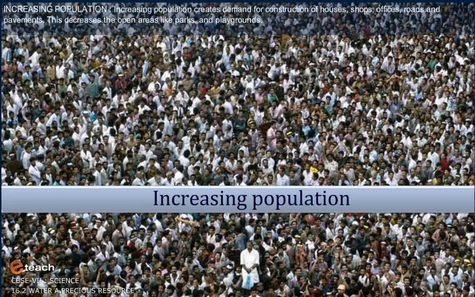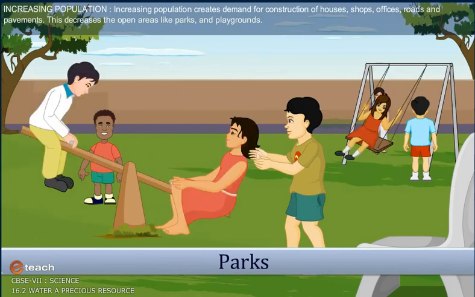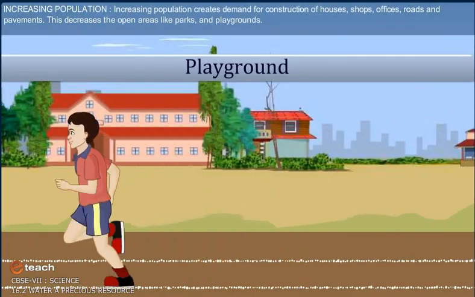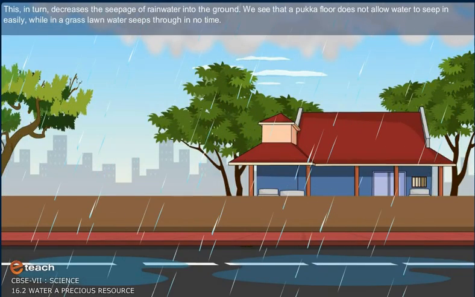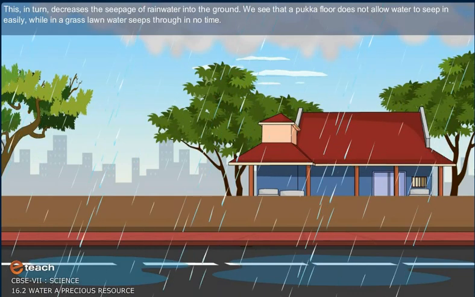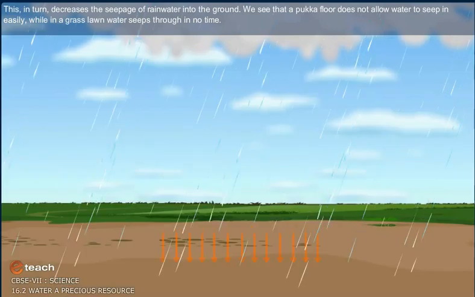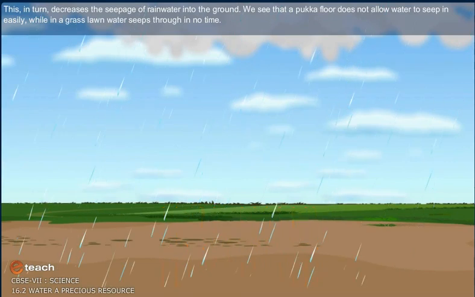Increasing population. Increasing population creates demand for construction of houses, shops, offices, roads and pavements. This decreases the open areas like parks and playgrounds. This, in turn, decreases the seepage of rainwater into the ground. We see that a pucca floor does not allow water to seep in easily, while in a grass lawn, water seeps through in no time.